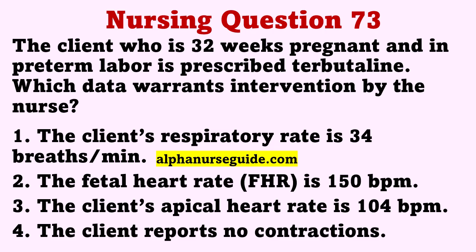Terbutaline, a beta-adrenergic agonist, causes bronchodilation, and if the client's respiratory rate is abnormally high, or if there is a change in quality of lung sounds such as wheezing, rales, or coughing, the HCP should be notified. The normal fetal heart rate is 110 to 160 beats per minute. Therefore, a fetal heart rate of 150 beats per minute is within normal limits and would not warrant intervention by the nurse. The client's apical heart rate is just above normal and would not warrant intervention by the nurse. Terbutaline is administered to prevent contractions. Therefore, the medication is effective.